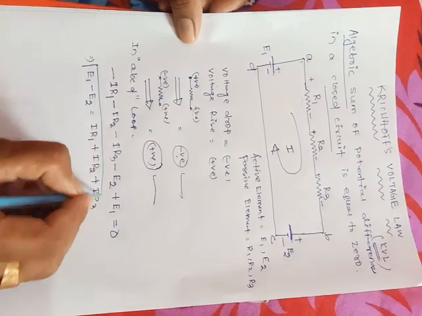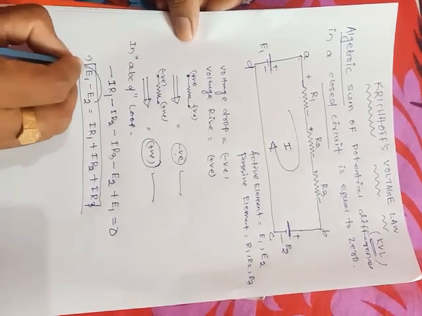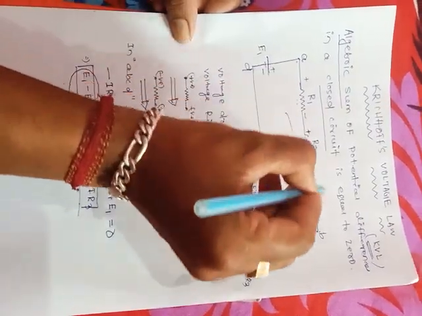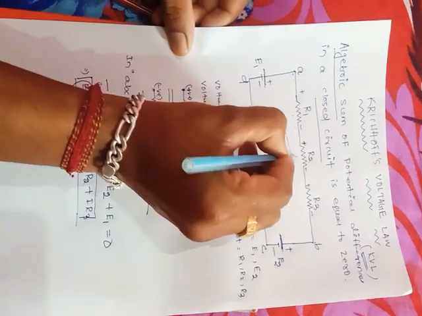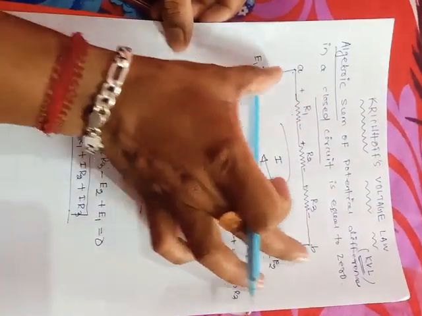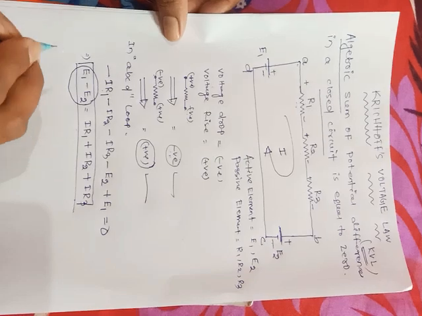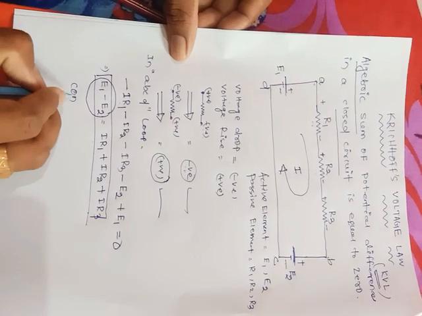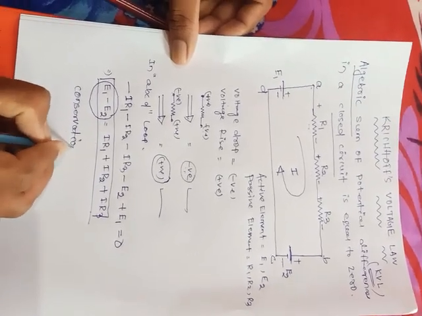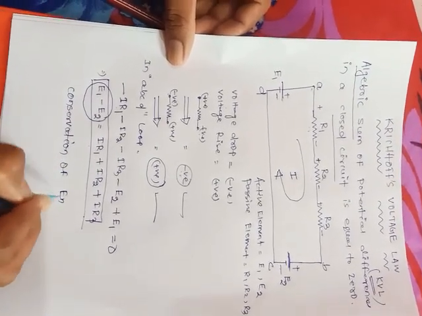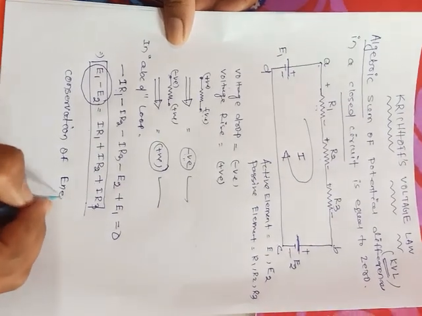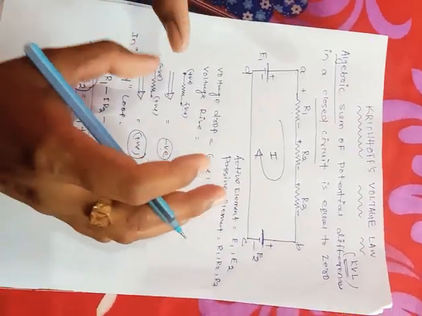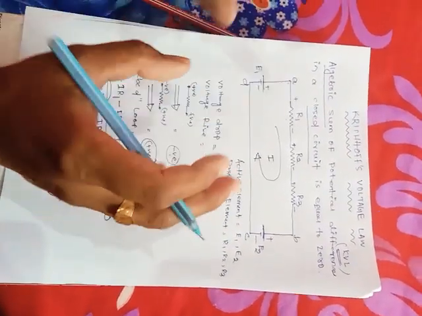This is the proof that the total applied voltage is equal to the total voltage drop: IR1 plus IR2 plus IR3 equals the total applied voltage. KVL is also considered as the conservation of energy. This is the most suitable and most important law in the electrical section.